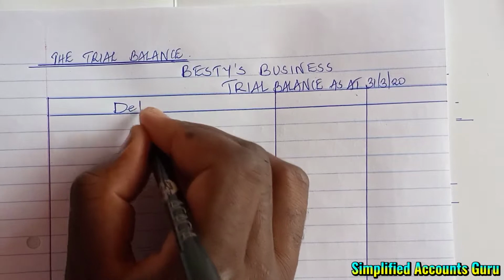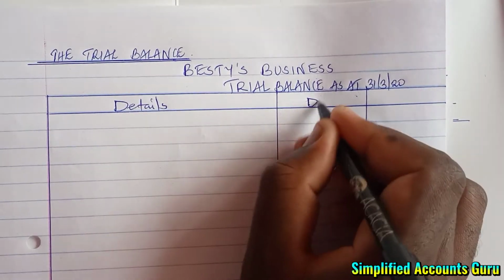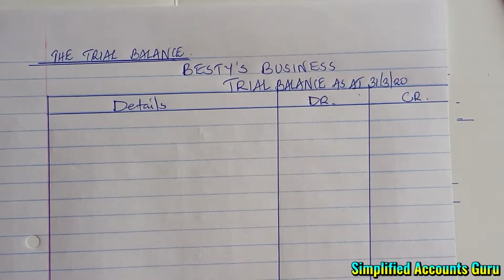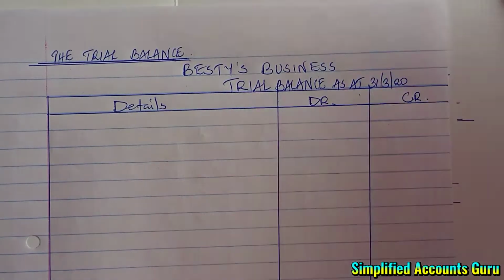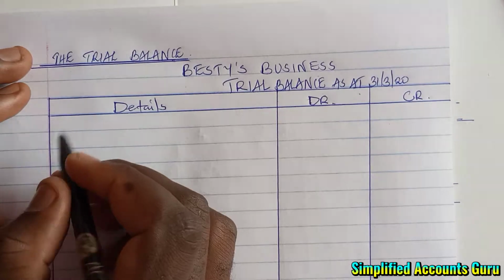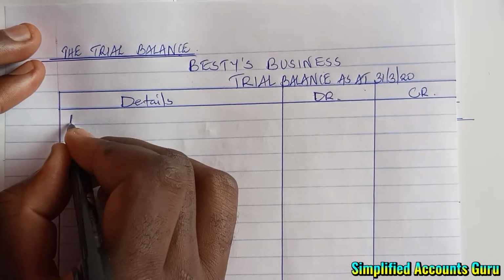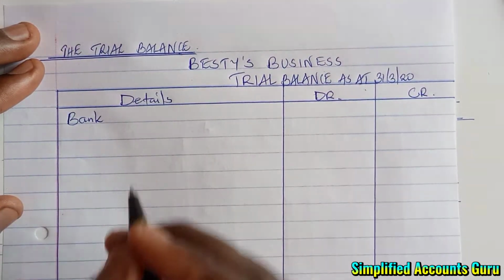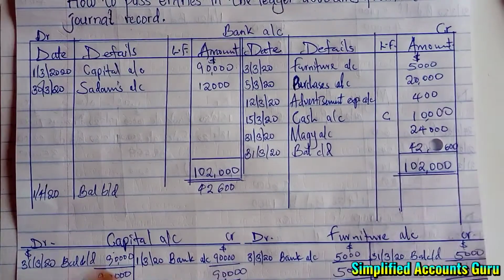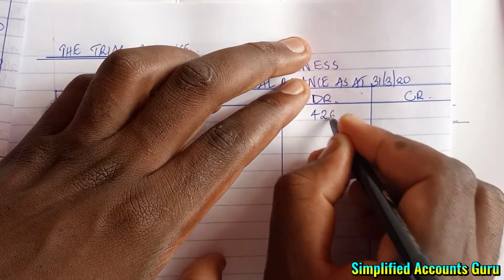So here we'll be having details. This is the details column. Then we have here the debit side, which you can also write as DR, and CR. We'll put down all the debit balances. We can start with this one. The bank account has got a debit balance, so we can just write here bank account, which has 42,600.